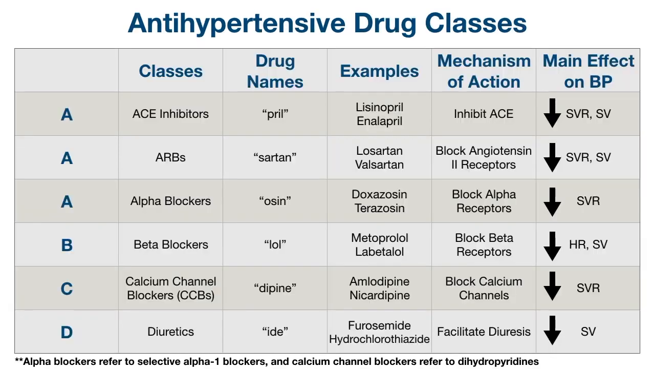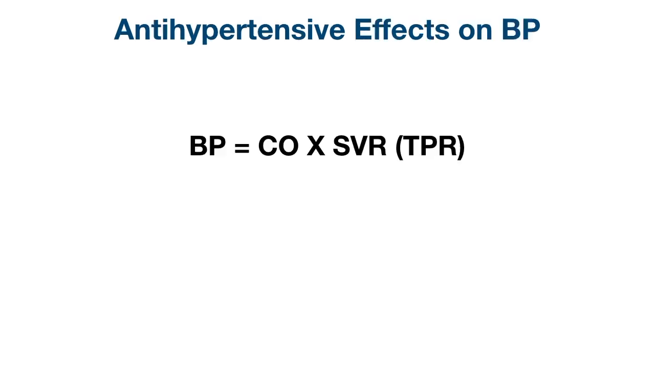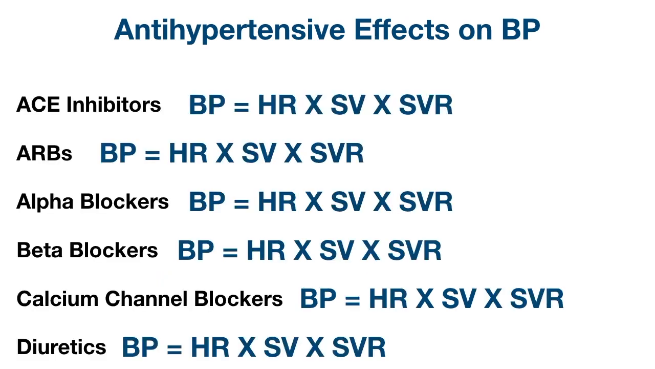Now that we have a good understanding of the mechanism of action of each antihypertensive class, we can now figure out the main effects they'll have on blood pressure. Remember we said earlier blood pressure equals cardiac output times systemic vascular resistance, also known as total peripheral resistance. Cardiac output can be broken down further into heart rate times stroke volume. In other words, blood pressure is equal to heart rate times stroke volume times systemic vascular resistance. Let's see what parts of the equation each class primarily affects.